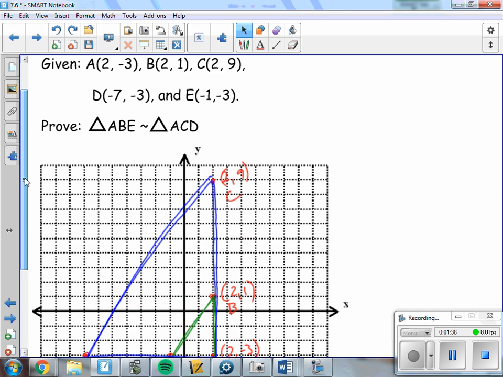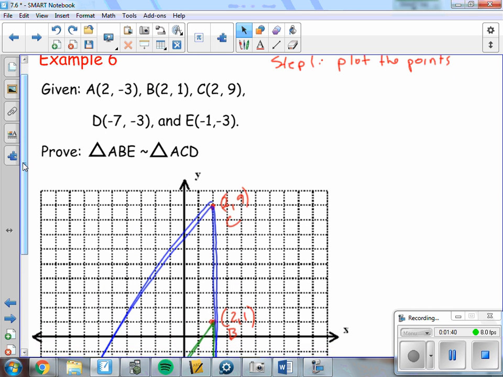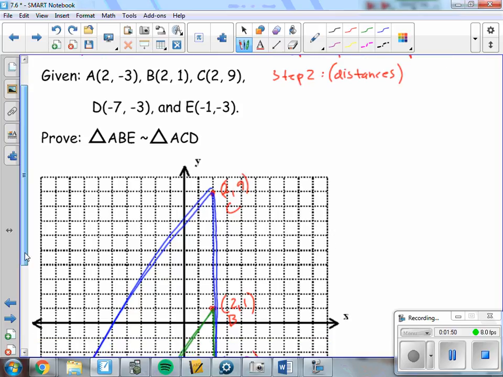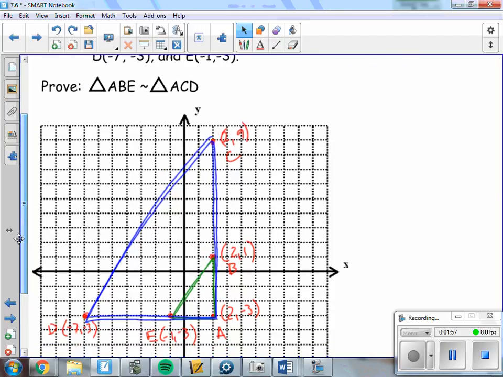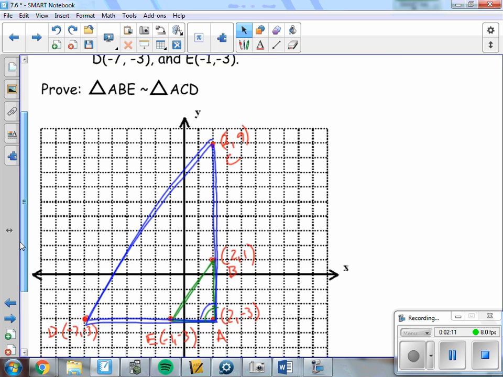So what you got, step one, plot the points. Step two is distances, right? So you're going to find the distance of all the parts that you need. So when we did this the first time, the green triangle, I'm going to find two distances. I'm going to find AB and AE. Okay, and in the blue triangle, I'm going to find AC and AD. And I'm looking at this because I want to prove side angle side, because I see that both of these triangles share this angle right here. So I'm going to prove that those triangles are going to be similar by side angle side.